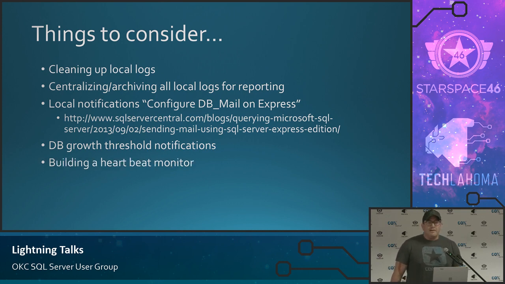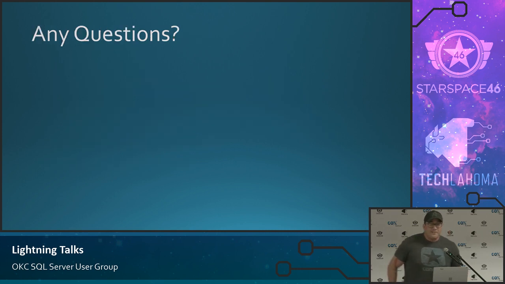So, building a heartbeat monitor. Once again, if you're using Windows Scheduler and that server goes down, then you're not going to get any alerts, right? So you need something to check on that server. A remote server setting up a job that could query a system table just to return a result would probably work just fine. So, any questions?